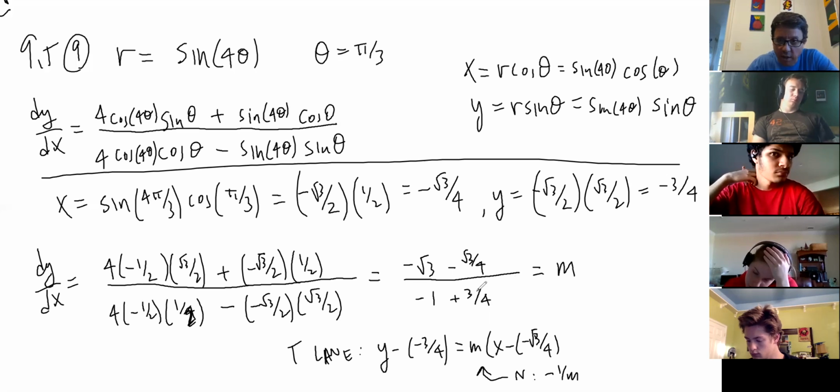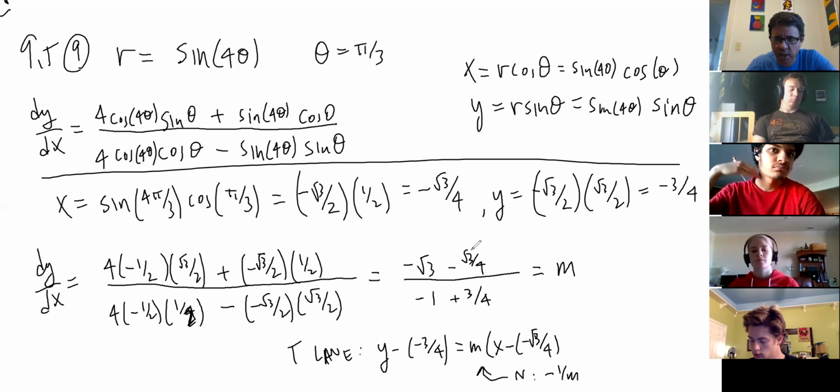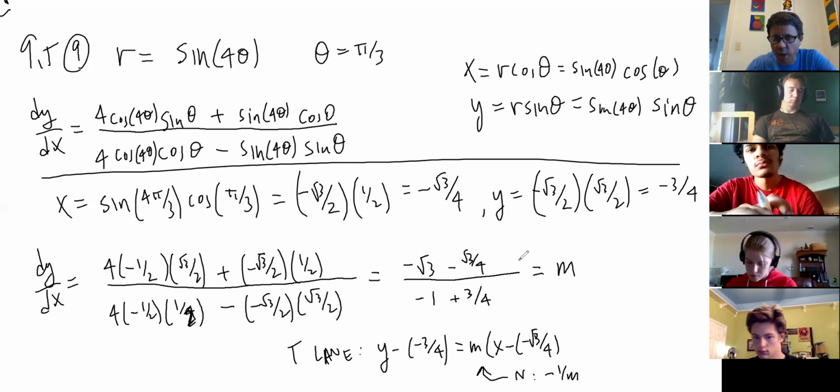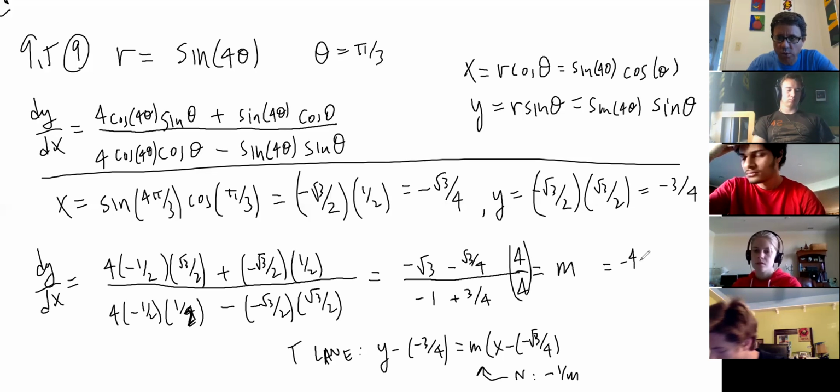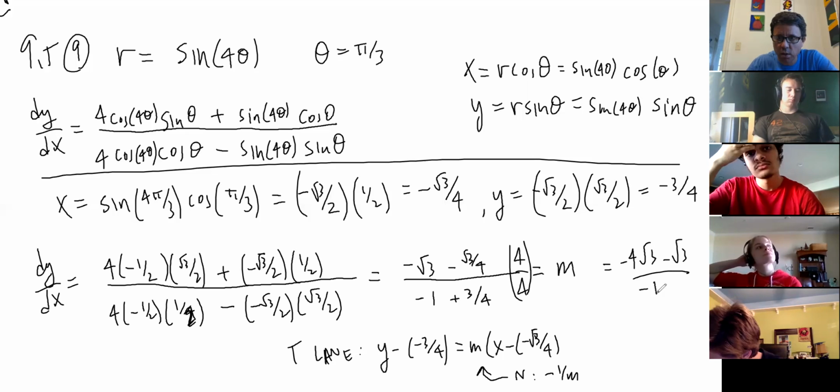You could do it. I guess you could. Why don't I just do that? That isn't too complicated. How does this simplify down here? So I'm just going to go ahead and do this. Multiply the top and the bottom by 4. Then I'll get negative 4 square root 3s, I'll get another square root 3, and the bottom will be negative 4 plus 3.